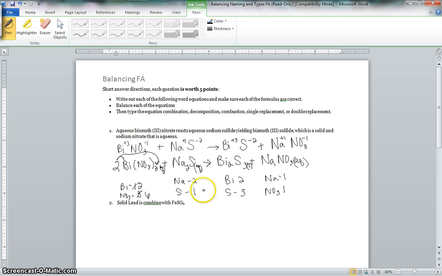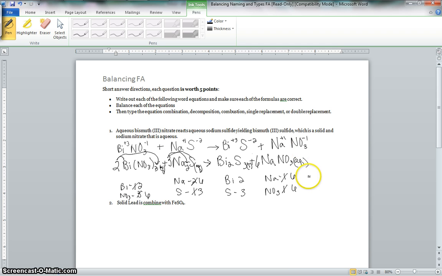Let's do the sulfurs next. For sulfurs, we have 3 on this side and only 1 over here, so let's go ahead and put a 3. So that's going to give us 6 sodiums, and then now we have 3 sulfurs. So this is the only one we have left to balance. We have 6 sodiums over here, 6 nitrates over here, so let's put a 6 in front. Now we have 6 sodiums and 6 nitrates. Now that is all balanced.